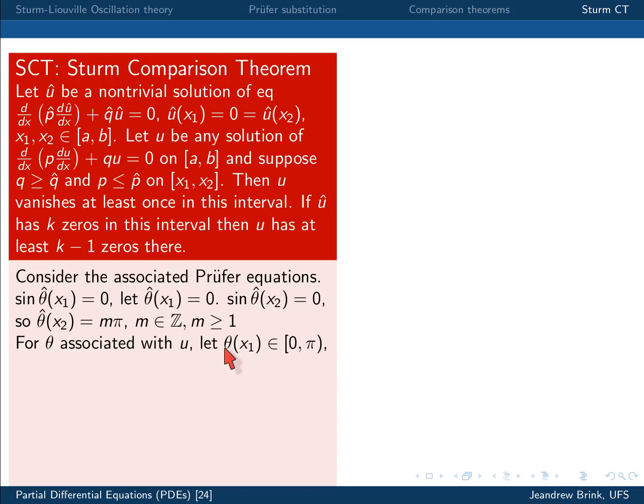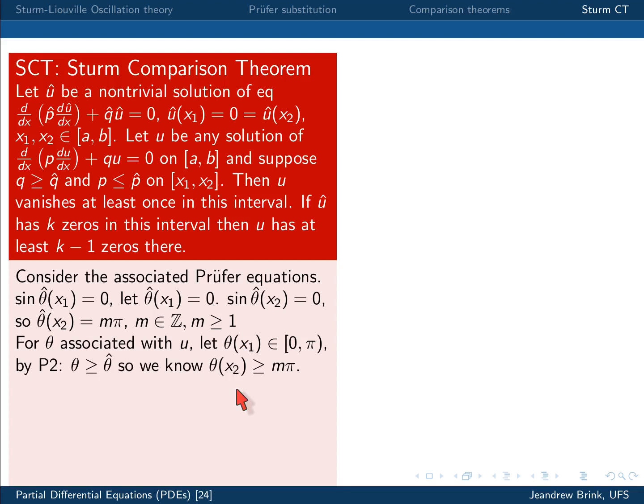To specify the initial conditions, the only condition that has to hold is that tan of theta is made up of the initial conditions for U, and it'll always have a solution between 0 and pi. So without loss of generality, we can assume that.